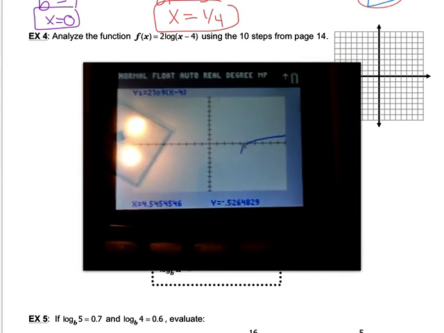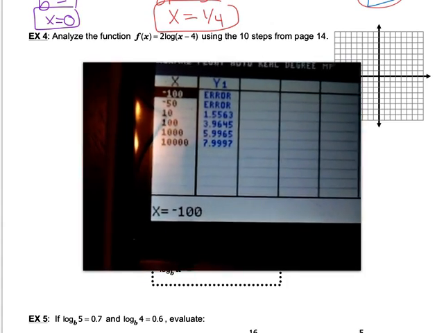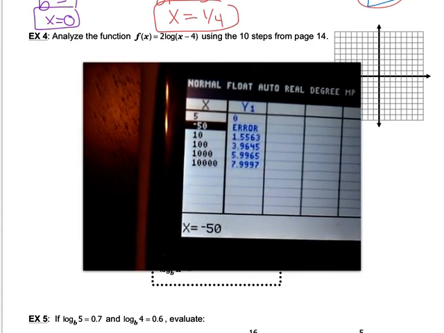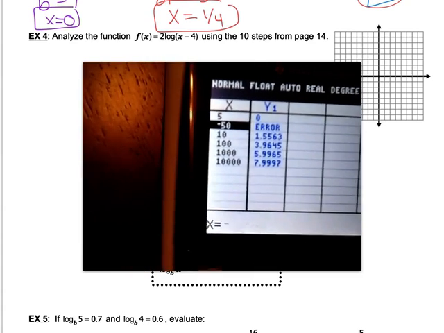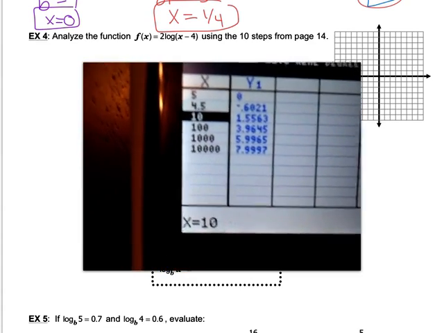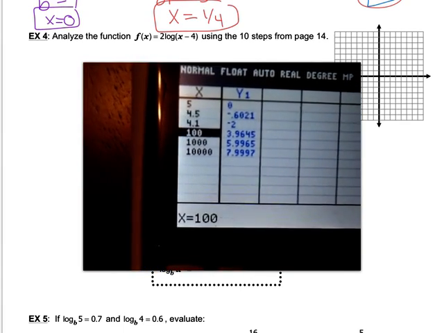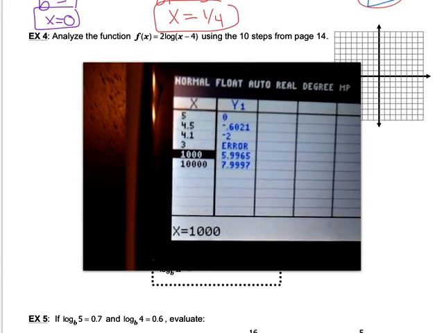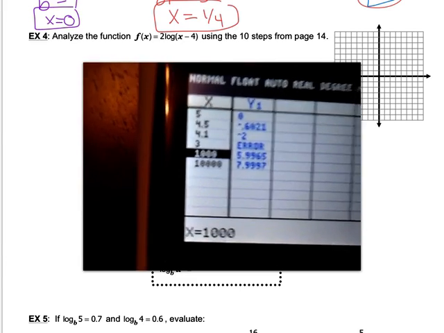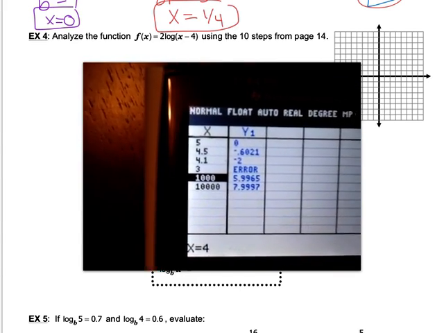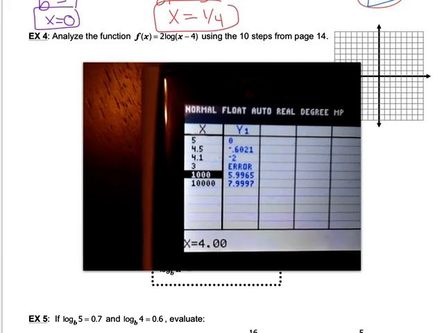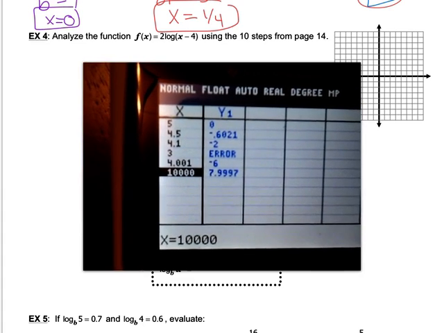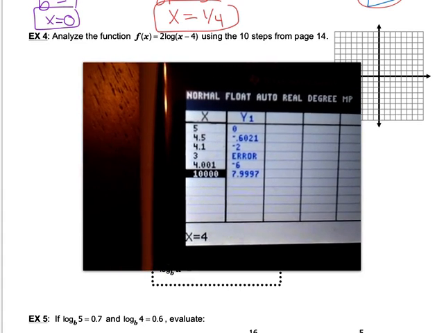But if you look at your table of values here, where were we? We were at 5. At 5 I'm at 0. At 4.5, I'm there. At 4.1, I'm there. At 3, error, because it's undefined like we saw on the graph. Well, let's see if I can get closer and closer to 4 though. So if I do 4.001, I'm at -6. So I'm getting pretty close to 4 from that side, and I'm still defined.